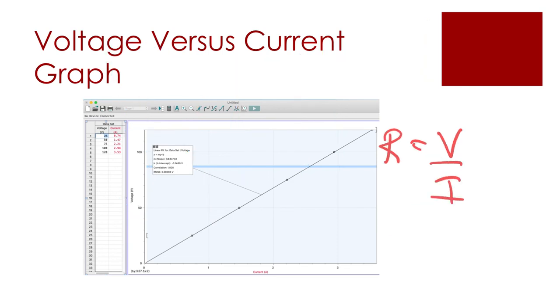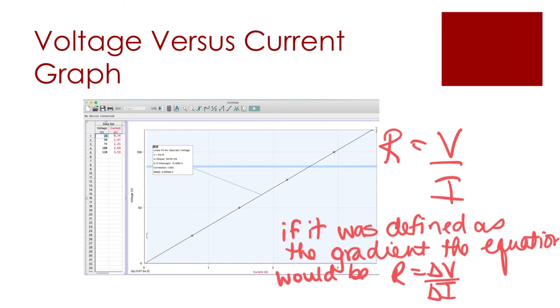Resistance is defined as the ratio of potential difference per current going through the resistor. So it's only because this is a constant value that this is true. If the resistance was actually defined as the gradient, then the equation should have the little deltas in front, the rate of change of current. It's not. It's just the value of the potential difference versus the current.